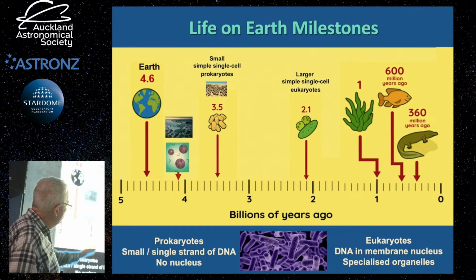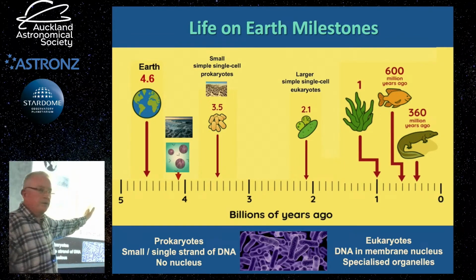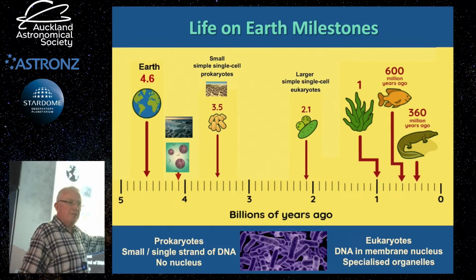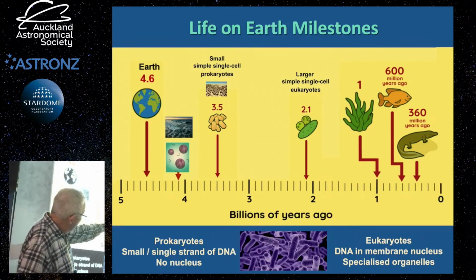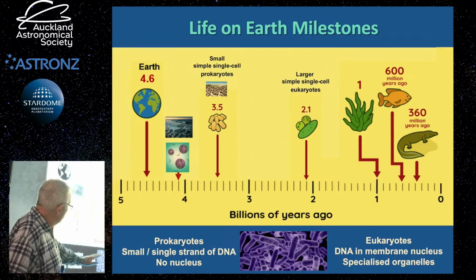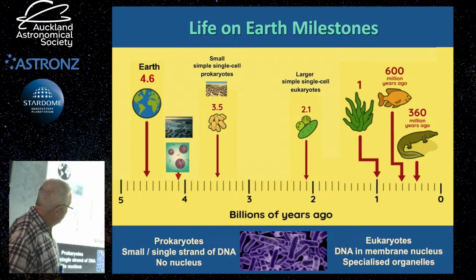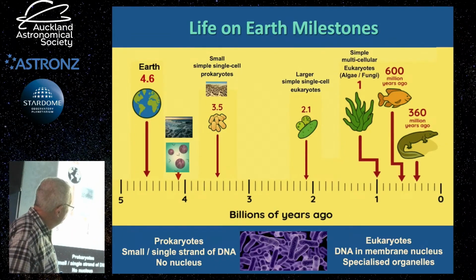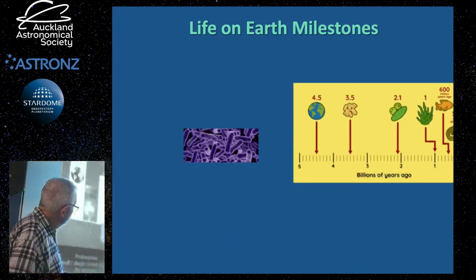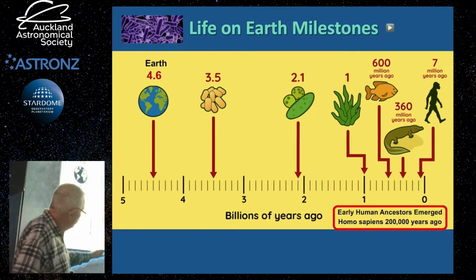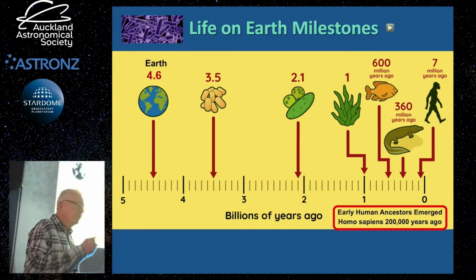Then about 1 billion years ago, those simple but still single-celled eukaryotes found, oh, let's join up together. Still simple, but multicellular organisms like algae and fungi came along. And only as recently as 300 million years ago, you started getting plants and animals like fish and so on. Vertebrates first appeared 300 million years ago. Humans, our early ancestors, Homo sapiens, came along about 200,000 years ago.